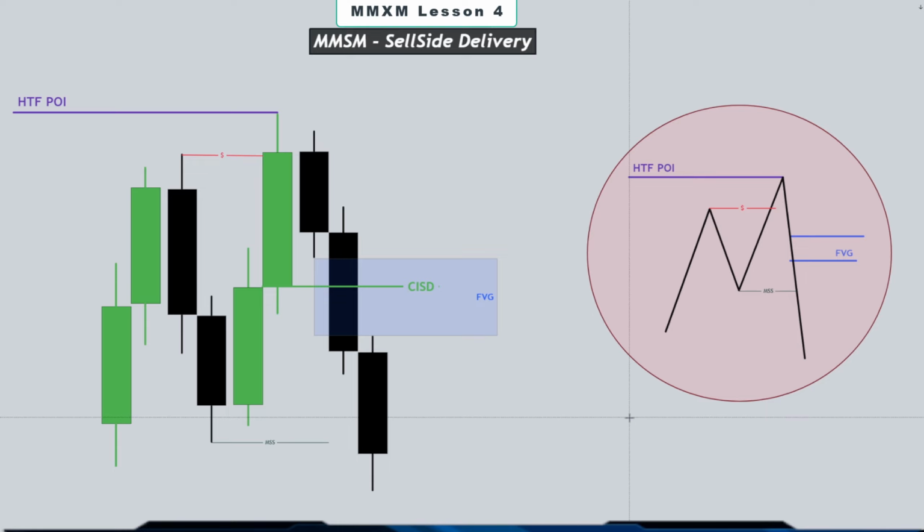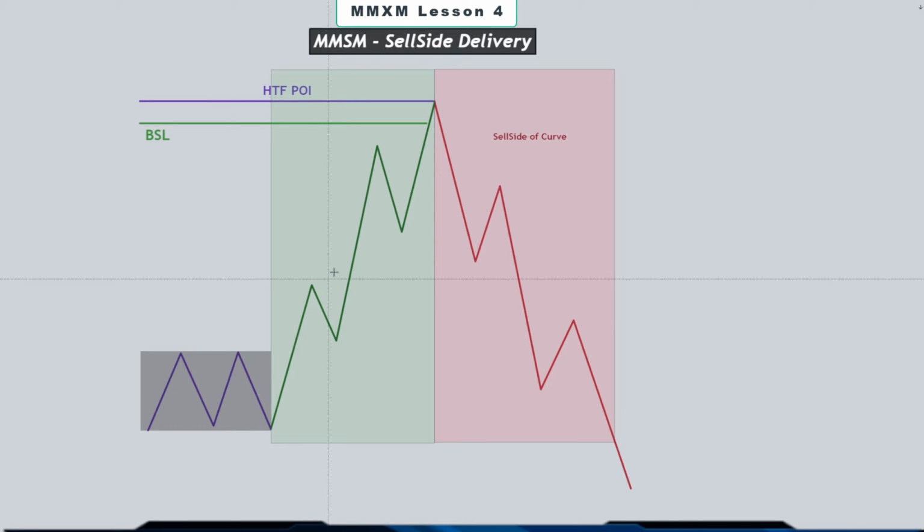Now let's talk about the sell side of the curve. After the market ran into the higher time frame point of interest, taking the liquidity from a recent swing high or a previous swing high from the left, we can then look for a possible reversal. This move before the retracement, from the swing low to the swing high, is called the manipulation swing. This move tricks buyers into more long positions so that smart money can later on run their sell side liquidity as well, the sell stops.